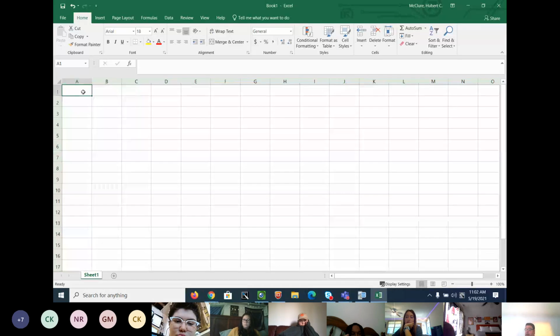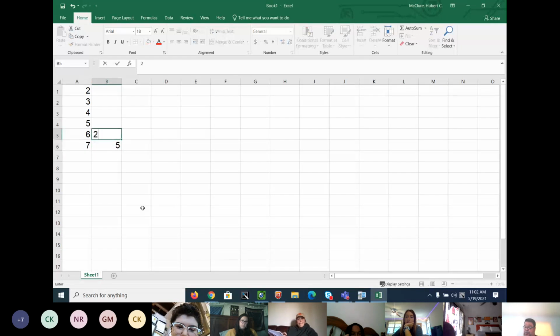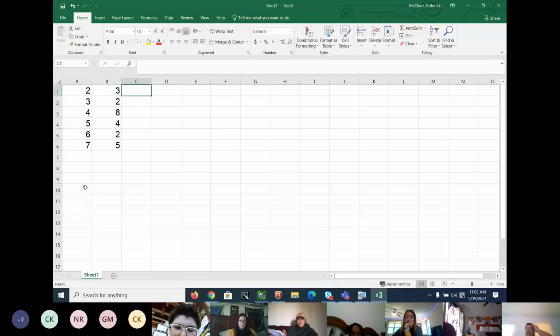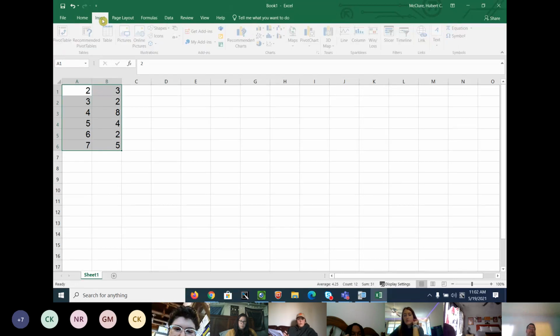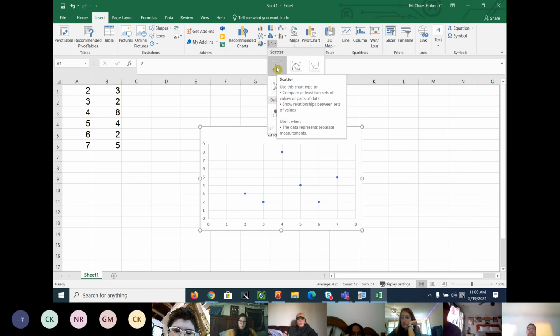There we go. So 2, 3, 4, 5, 6, 7, 5, 2, 4, 8, 2, 3. Highlight the two columns. Go to Insert. Click on the scatter plot arrow, pull down menu, and there's your scatter plot. Ding! There we go.